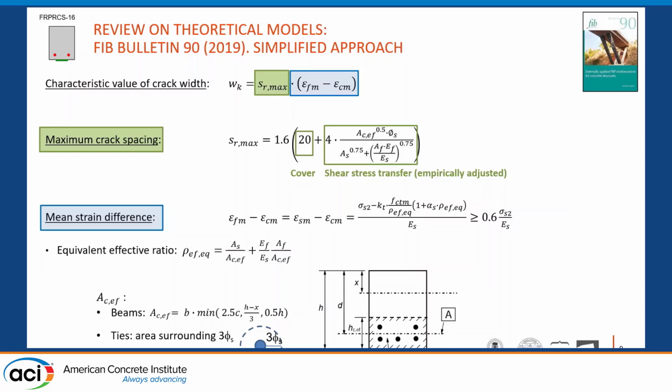So as you can see here, there is the first factor that is that one of the steel, plus the second factor that is for the FRP. Okay, I must say here that when this formulation was done, the area for ties was considered 3 times the diameter of the bar.